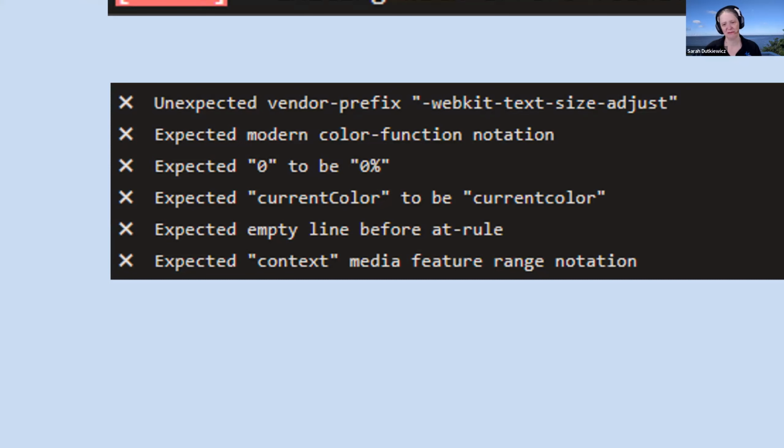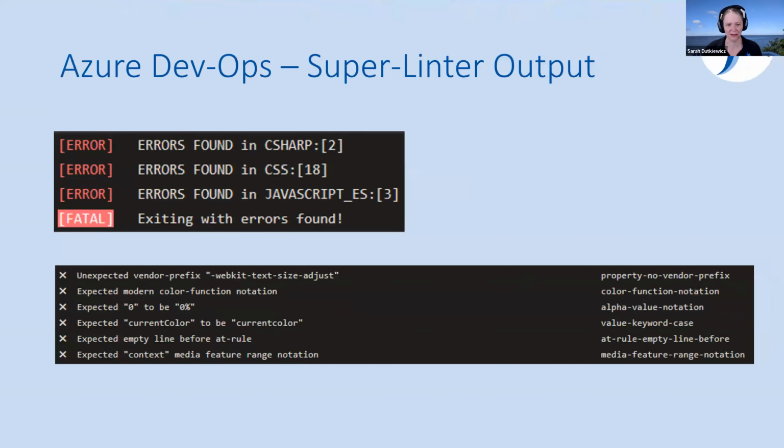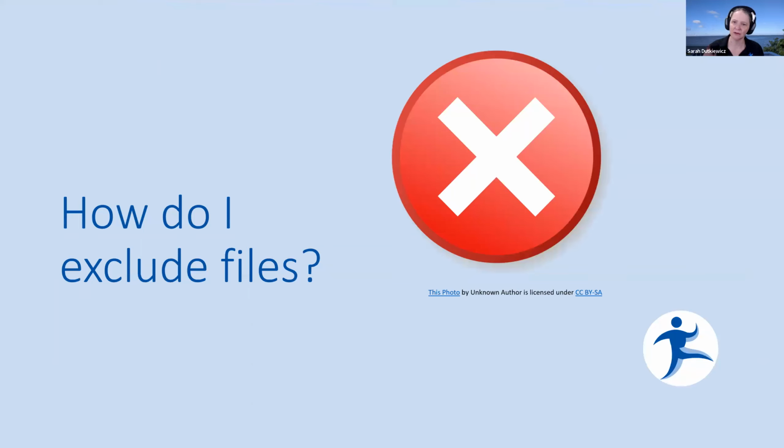Bootstrap? Do I really want the linters to go through the Bootstrap stuff? Those aren't my code. I don't really want to see that. There's got to be a way. How do I exclude those files?